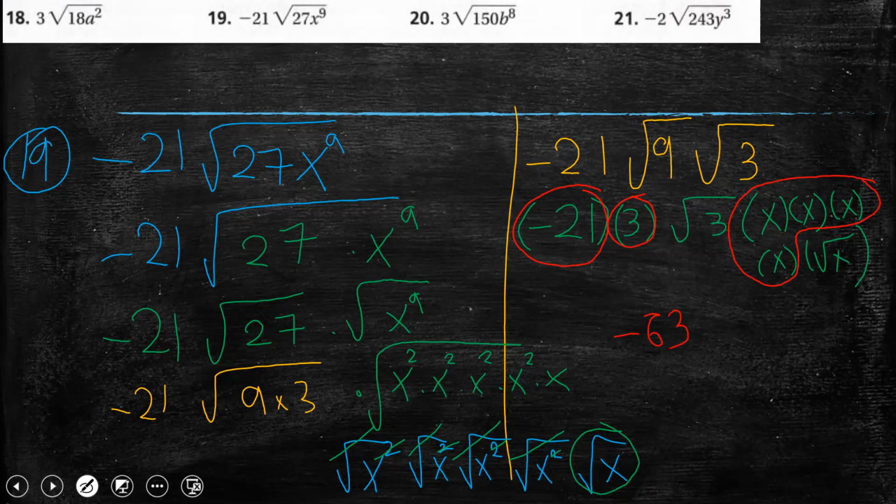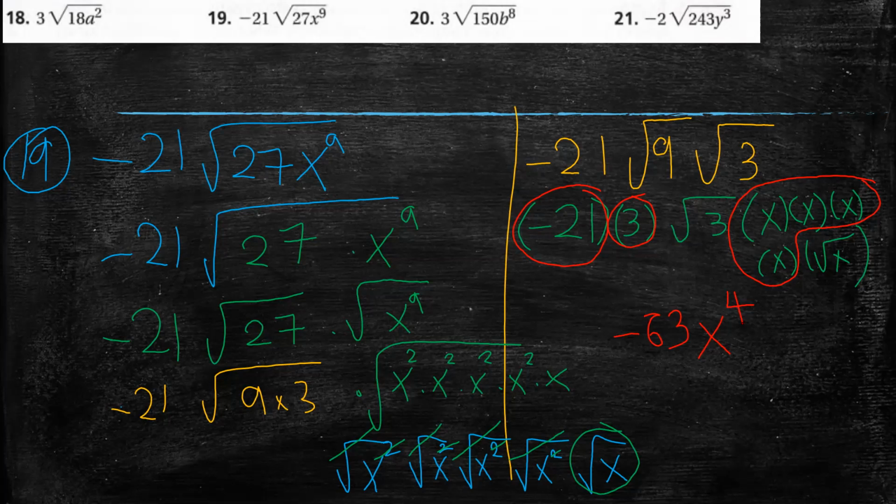Then, how many variables do we have? 5. So x is 4. So keep it as x to the power 4. By now it's negative 63x to the power 4.